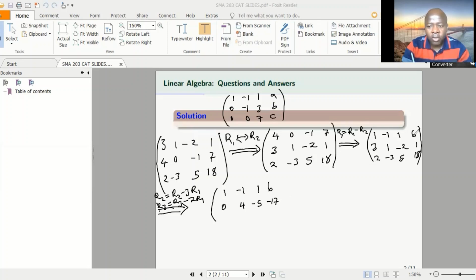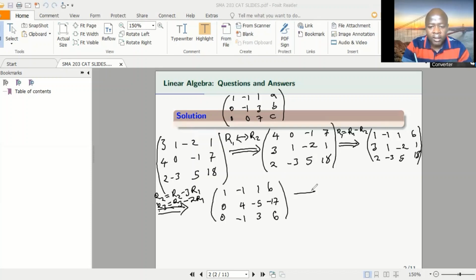Now, multiply row 1 by 2 and subtract from row 3. So this by 2 will be 2, from 2 you get 0. And then this by 2 will be -2. -2 subtracted from -3, you get -1. And then 2 times 1 will be 2, from 5 you have a 3. And this by 2 will be 12. 12 from 18, that would be 6.